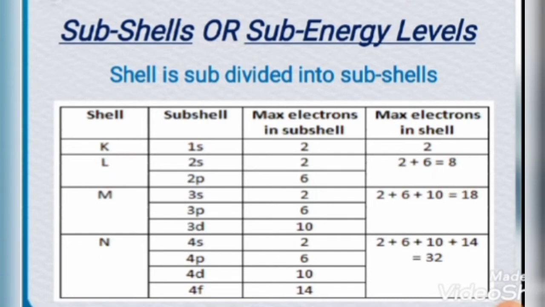If n value is 3, shell is M, and M shell contains 3 subshells: 3s, 3p and 3d. S accommodates 2 electrons, p accommodates maximum 6 electrons and d accommodates maximum 10 electrons. Total 18 electrons will accommodate in M shell.